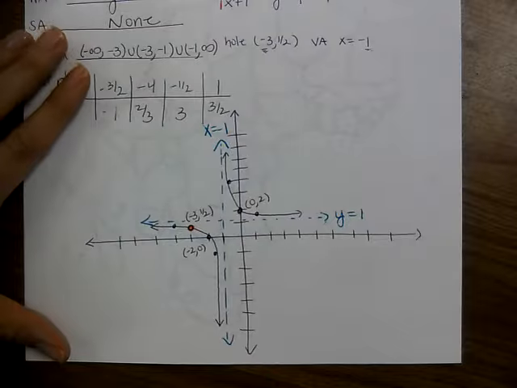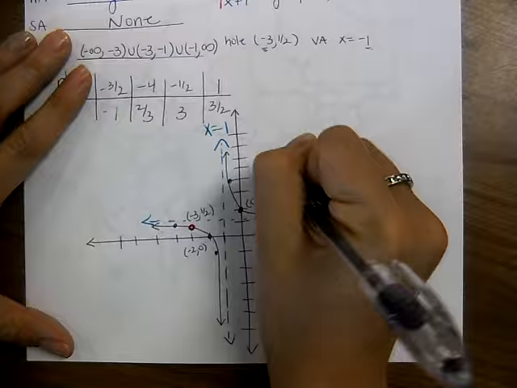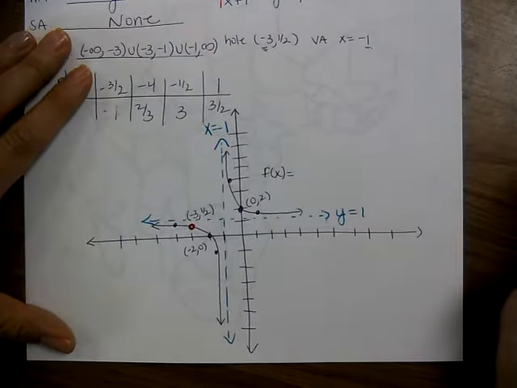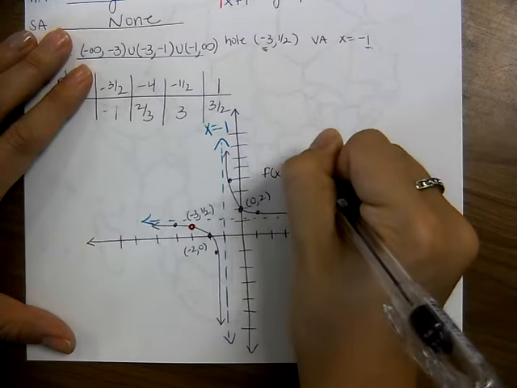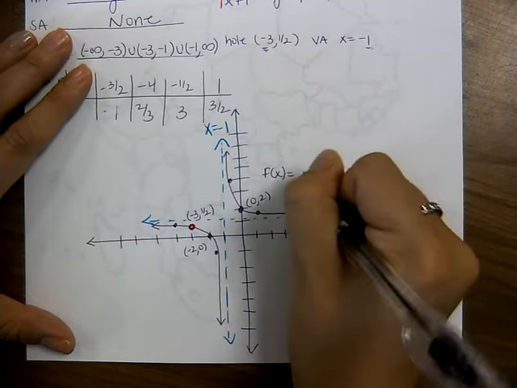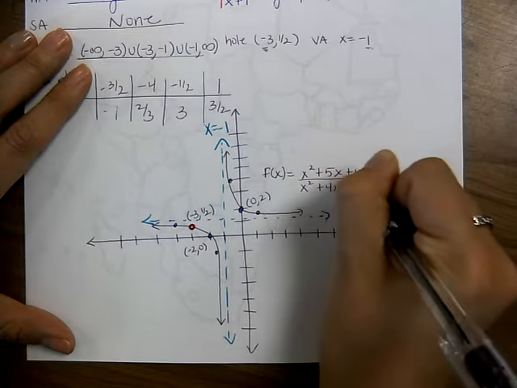I put arrows on the ends because they extend forever in both directions, approaching those asymptotes. And the only thing I have left to do is label the function. And the labeling gets the original function before the canceling happened. So f of x equals x squared plus 5x plus 6 over x squared plus 4x plus 3.